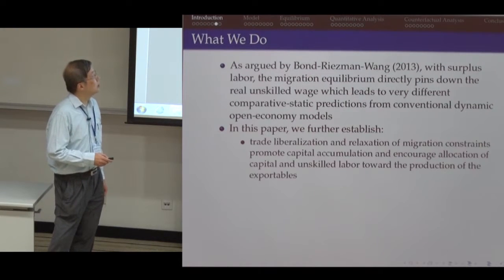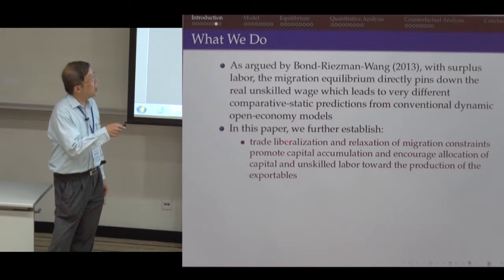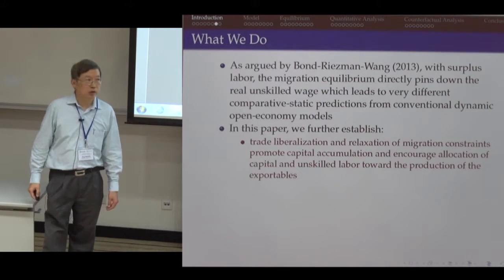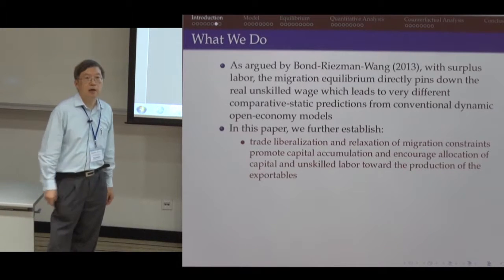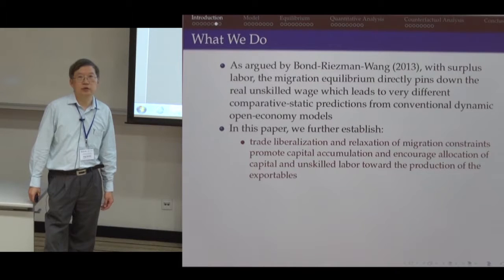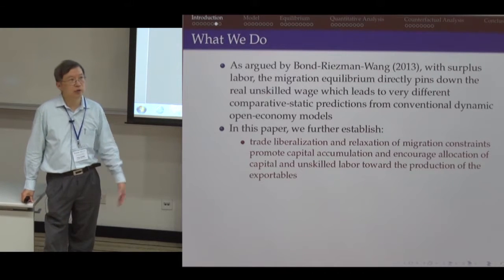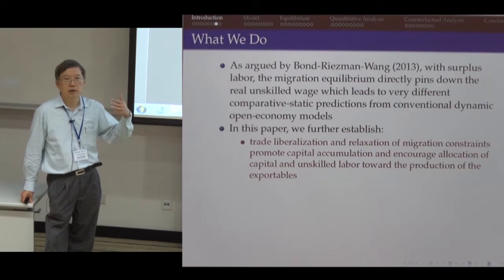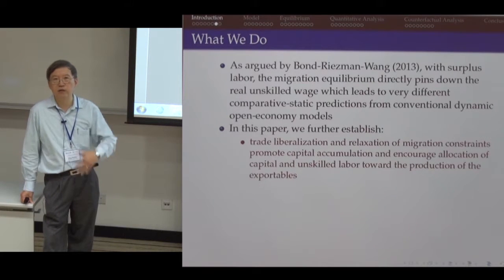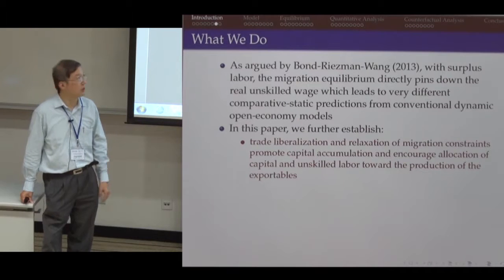So the issue is, when we have this trade liberalization, joining the WTO, and we also have this migration constraint relaxation since Deng Xiaoping's South trip. There's a first wave of relaxation of the hukou system in 94-95, and then a second wave, more like 2002-2003, basically.